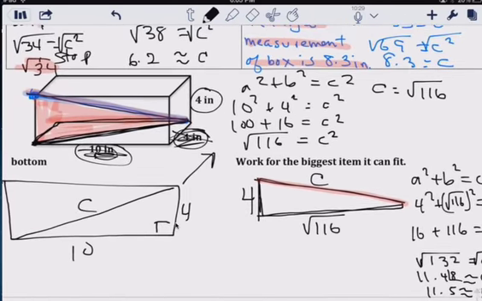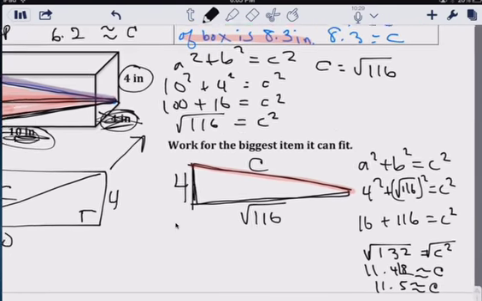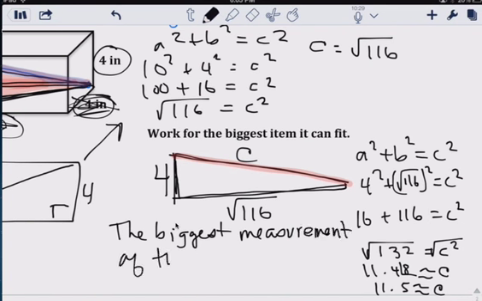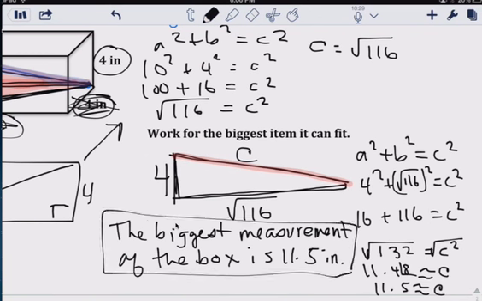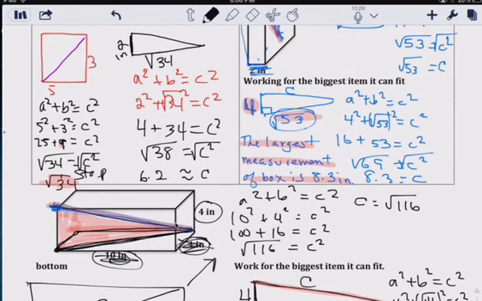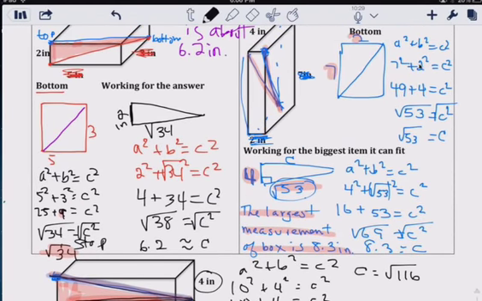So that measures the biggest measurement of the box. The biggest measurement of the box is 11.5 inches. The diagonal piece that the item can fit in there. That's it. That should be 5 to 10 minutes.